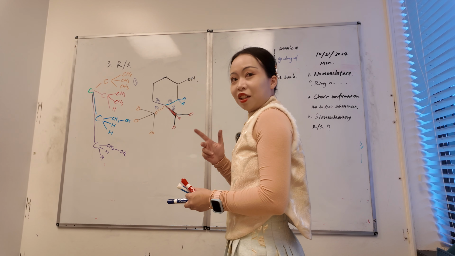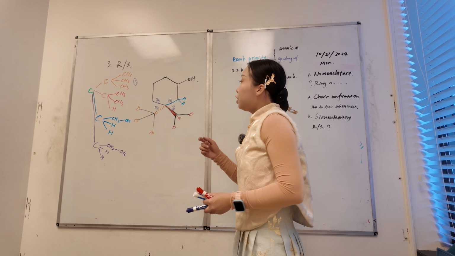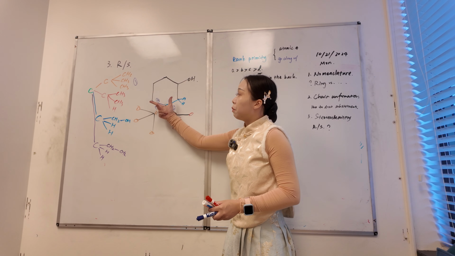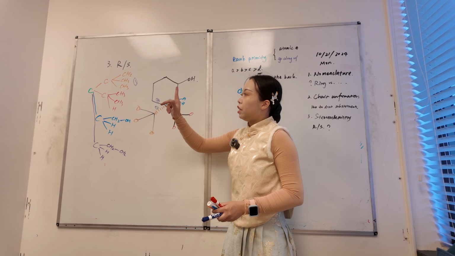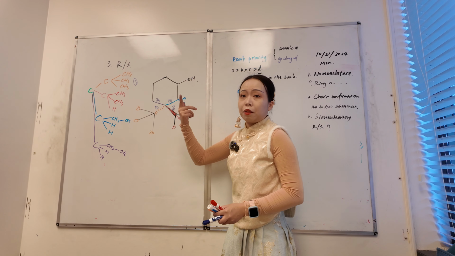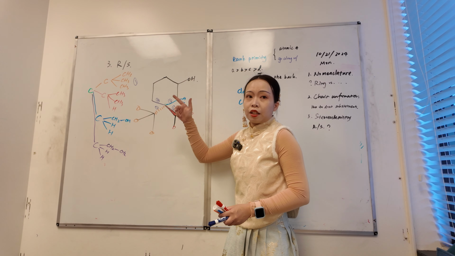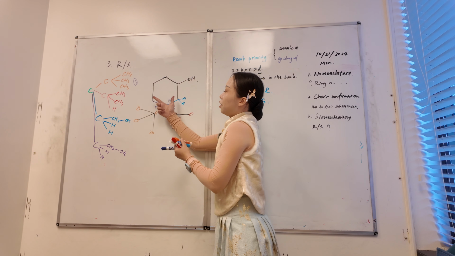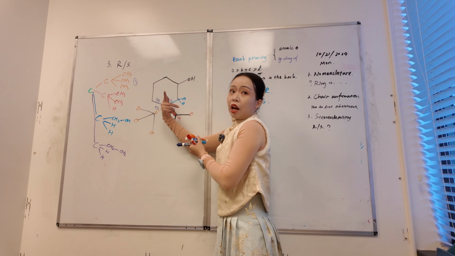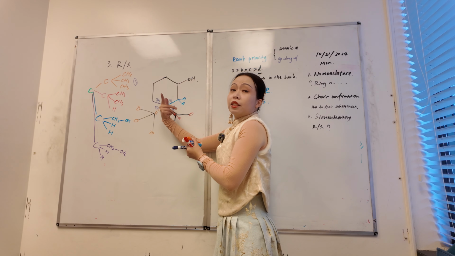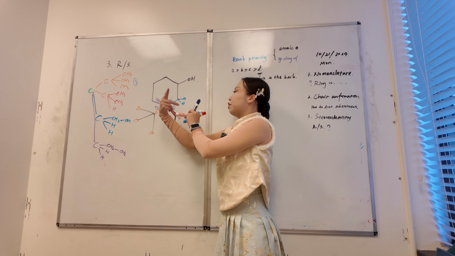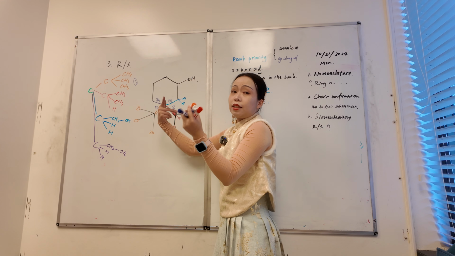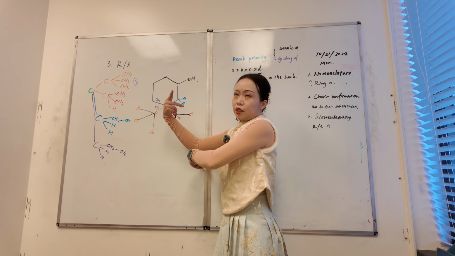I see a lot of students do this. Either way, the thing you want to fix with your hand is that your 3 and 4 are in the plane of the paper. You can either do it this way or this way, as long as it's not in the plane of the paper, then you're good. So this is 3 and 4. If I flip them out, my 4 is pointing up and becomes a wedge. Then if I do the rotation, I need to flip my R and S because my lowest priority group is not pointing far away from you.